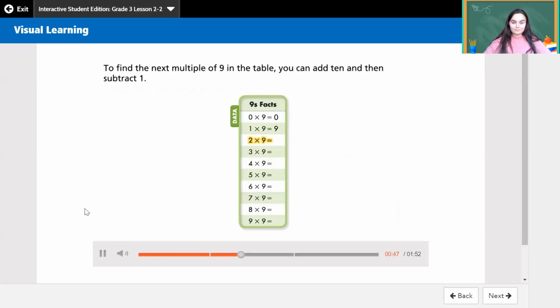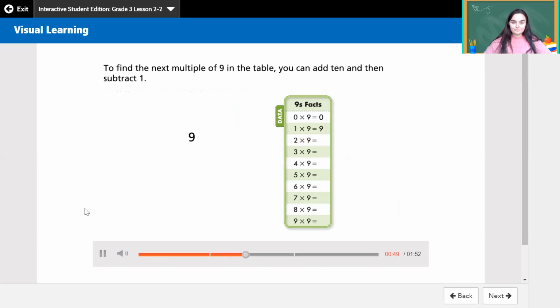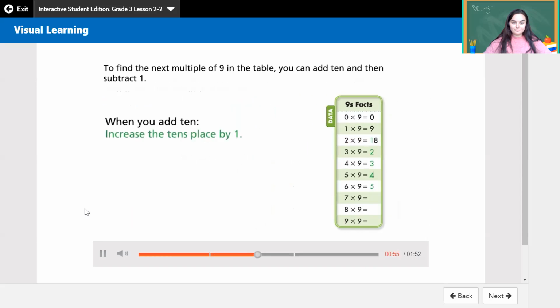To find the next multiple of 9 in the table, you can add 10 and then subtract 1. When you add 10, increase the tens place by 1. When you subtract 1, decrease the ones place by 1. 8 times 9 equals 72.